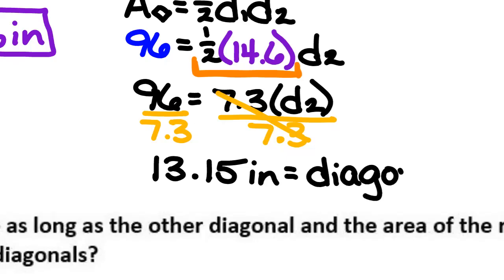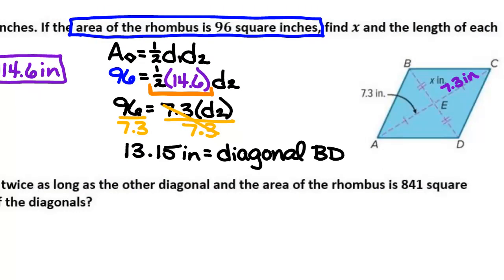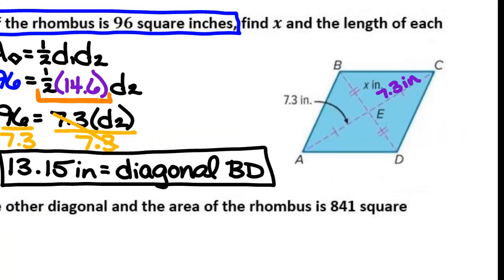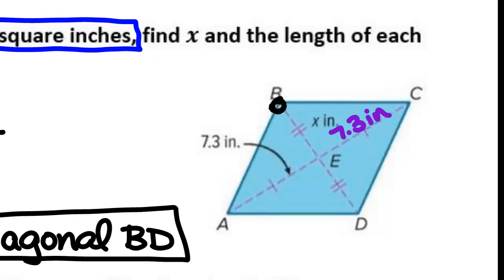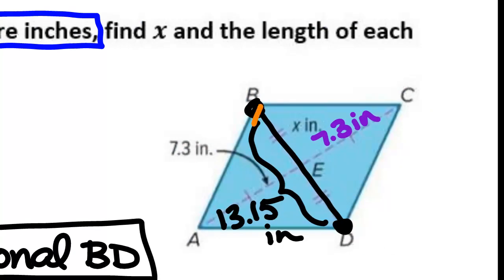This is for diagonal BD. All right. So from B all the way down to D, this much right here is 13.15 inches. What do I need to do to find X, which is just this part?